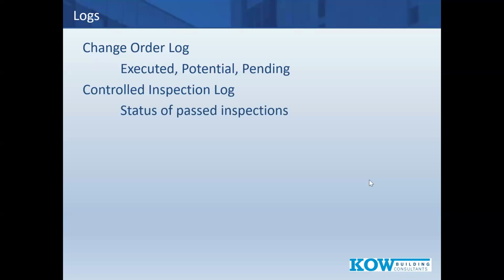Controlled inspection log is the status of the past inspections. In New York City, this would generally be by a third party, for example, Controlled Inspections LLC. In other areas, it might be by the building department or the village employee. So controlled inspection log tells you where are we with past inspections, or more importantly, non-compliance reports or failed inspections.